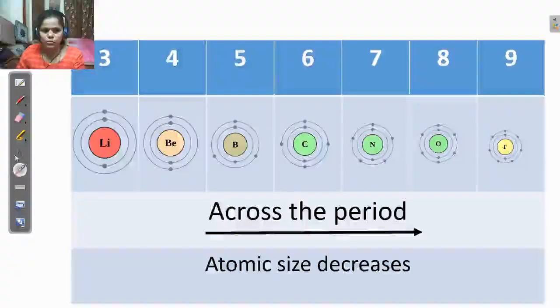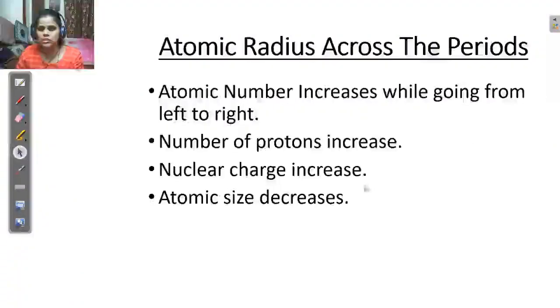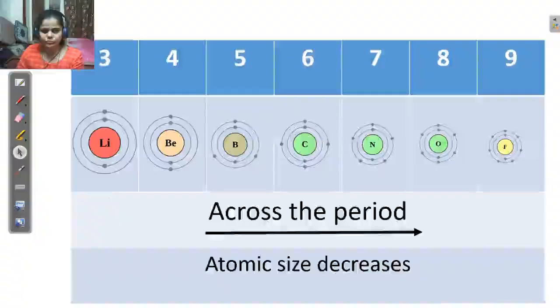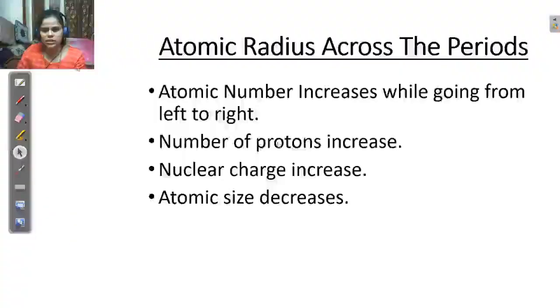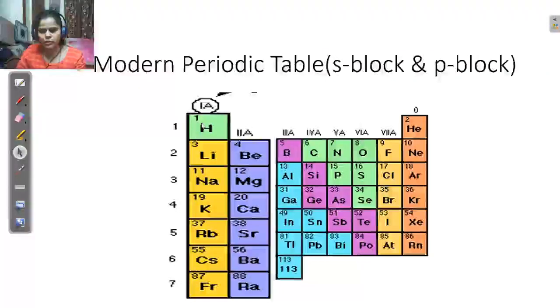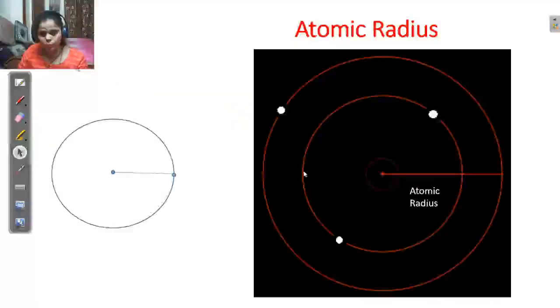Understand? So you can pause the video and write down these important points. Then our next topic, atomic radius across the group. Atomic number increases while going from top to bottom. You can see in the periodic table. Let's see the first group. Here in the first group, the atomic numbers are 1, 3, 11, 19, 37, 55, 87. You can see any group. In this group, 7, then 15, then 33. That means the atomic number increases from top to bottom.